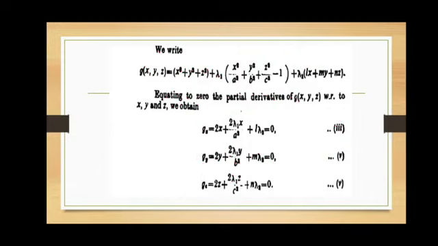Now we equate these equations to 0. That means dou g by dou x is equal to 0, dou g by dou y equal to 0, and dou g by dou z is equal to 0. Just take them as equations 3, 4 and 5. Now we see the equations 2, 3, 4 and 5 will determine the values of lambda 1, lambda 2, x, y, z.